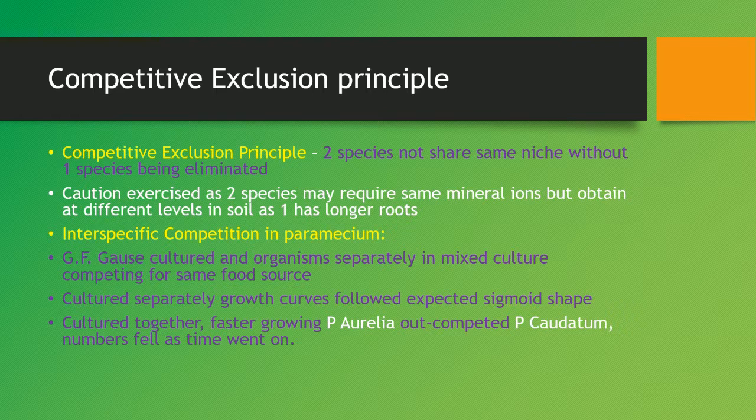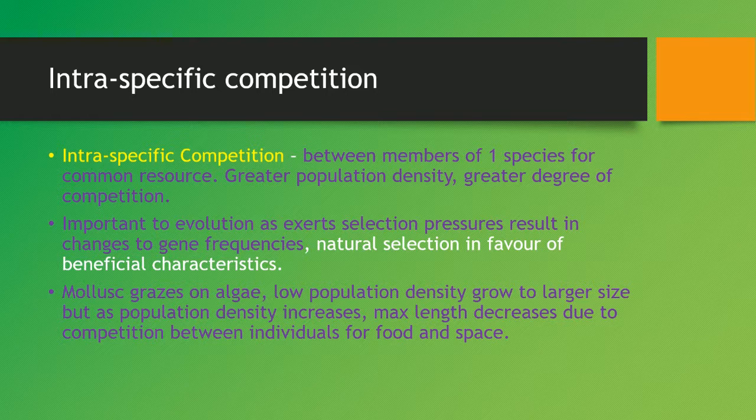Take interspecific competition in paramecium. There's a man called G.F. Gause who cultured the organisms separately and then in a mixed culture, competing for the same food source. When cultured separately, growth curves followed the expected sigmoid shape. When cultured together, the faster-growing P. aurelia outcompeted P. caudatum, and the numbers of P. caudatum fell as time went on.